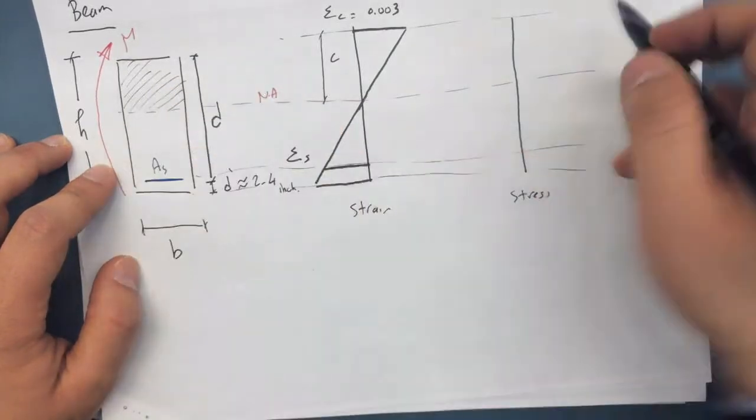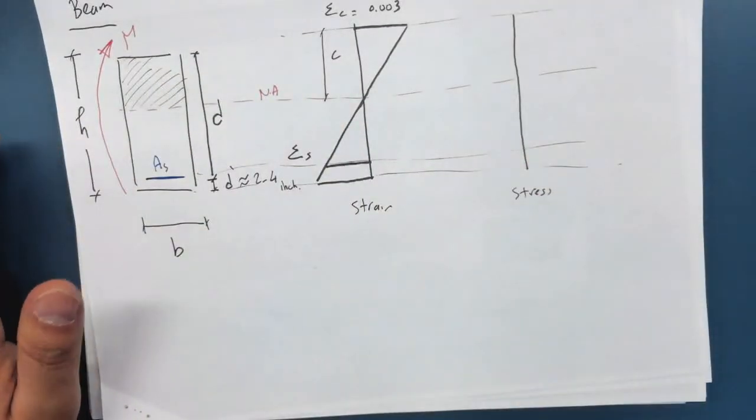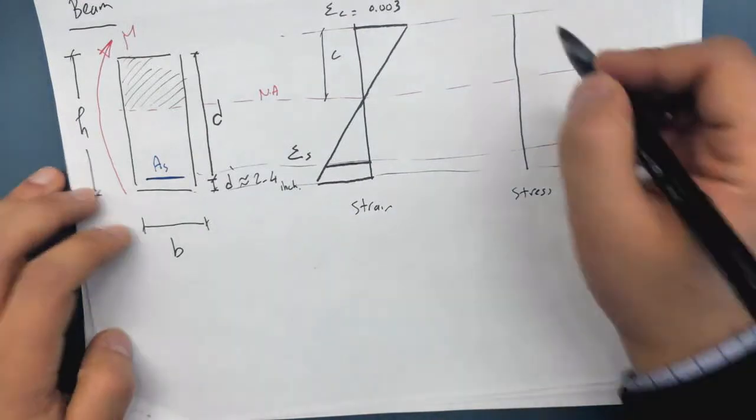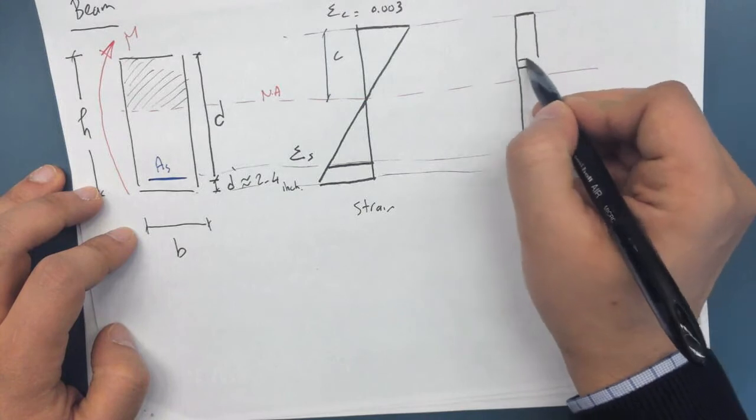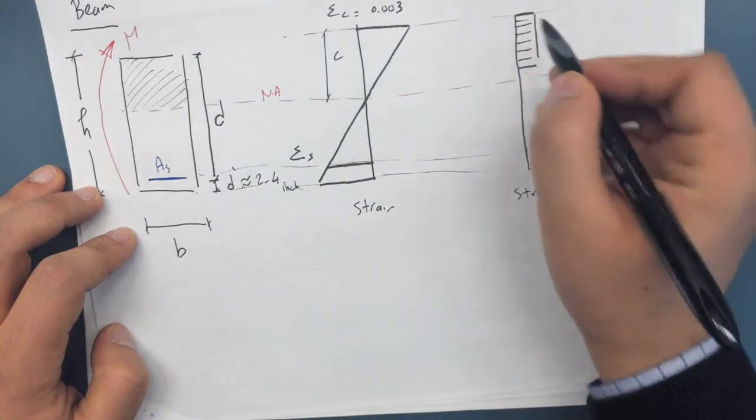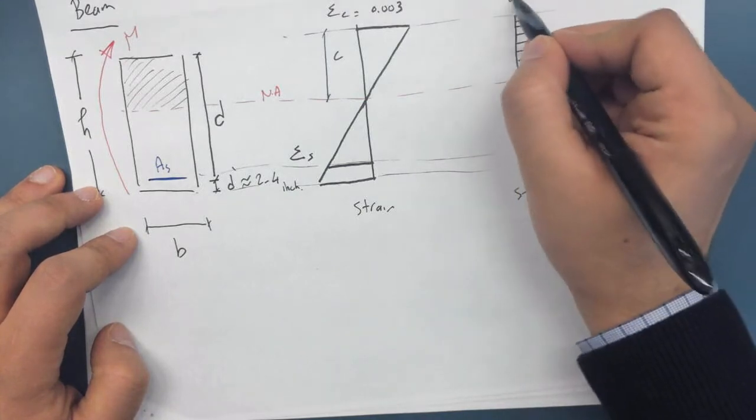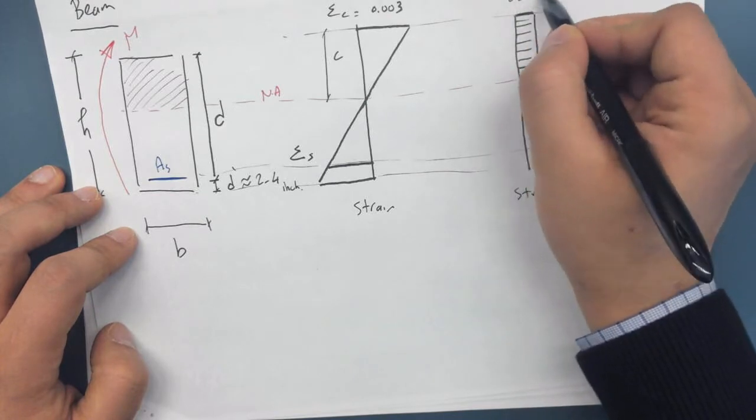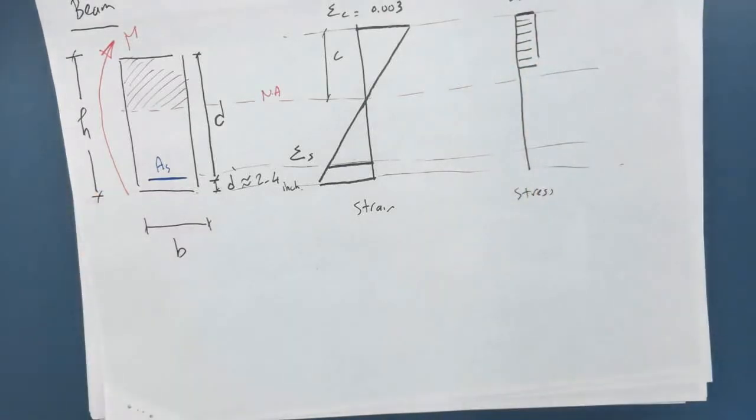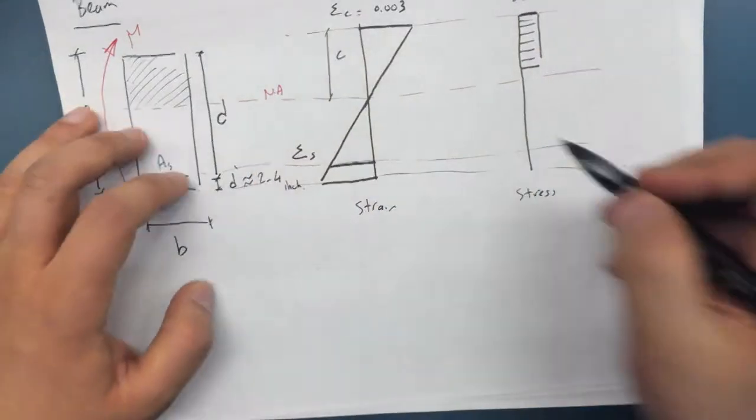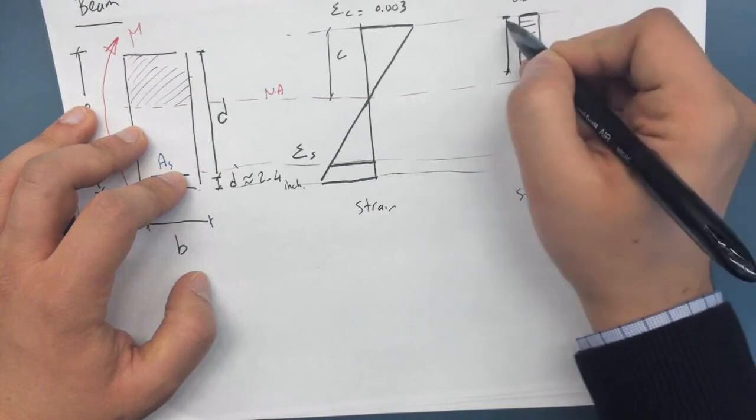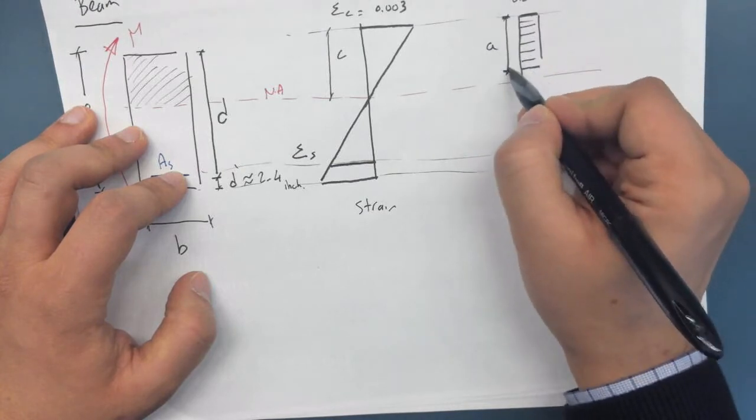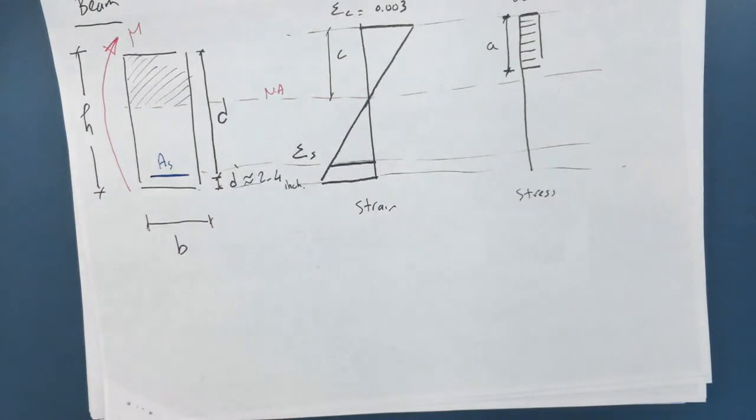And there is a lot of complication in how this compression stress distribution looks, but we simplify it to just a plot, namely called the Whitney stress plot, where the value of this stress here is 0.85 Fc prime, where Fc prime is the strength of the concrete. And this height here, we give it the name A. I know the names are getting to be a lot, but in the equations that you have, all these letters would be provided.